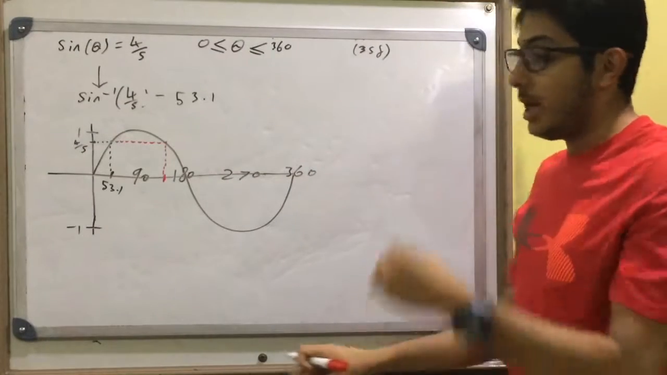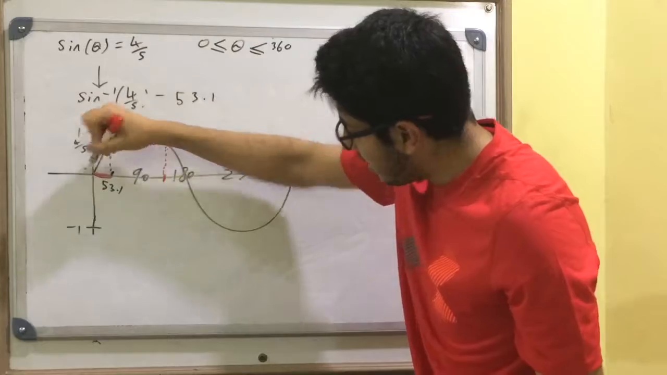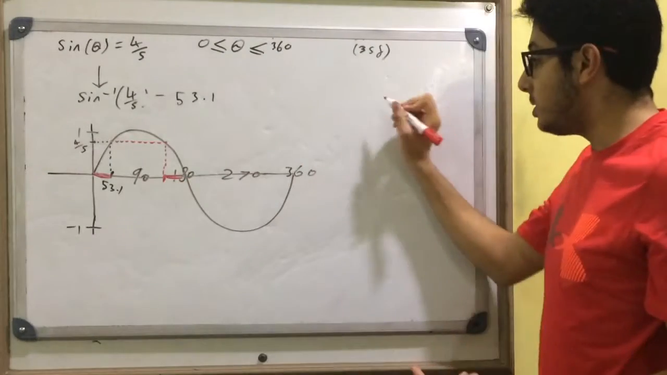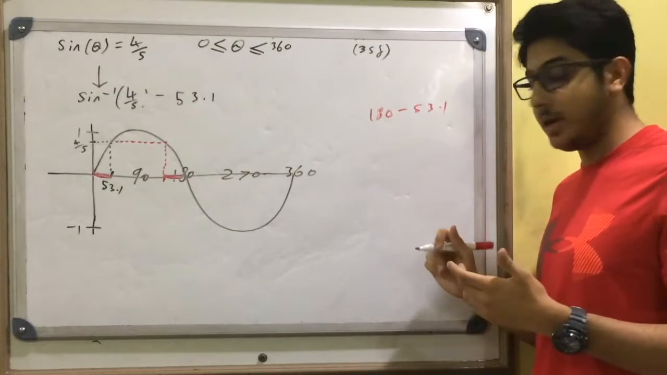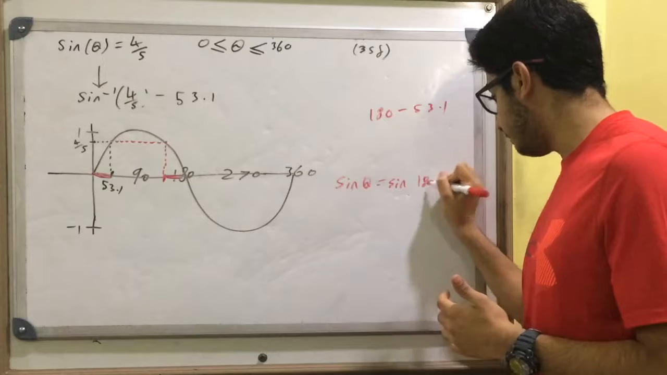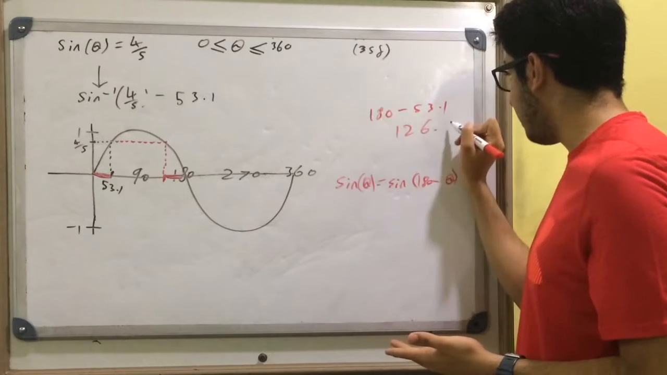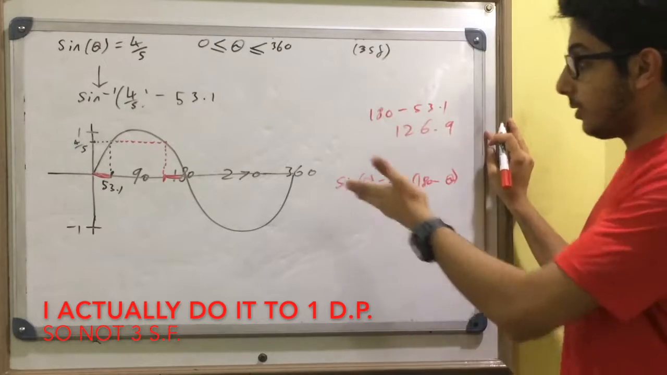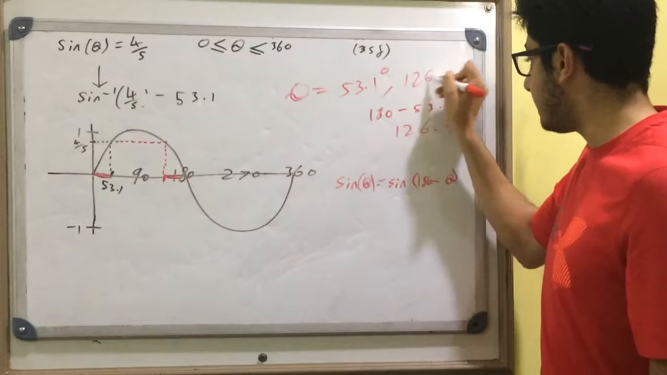We know the graph is symmetrical. If you look at my videos on the trigonometric graphs, I explain all that. So the distance here is exactly the same as the distance here. So to find this other solution, we just do 180 minus 53.1. And that's where the identity sine theta is equal to sine 180 minus theta comes from. If you do that, that's going to give you 126.9 to 3 significant figures. And that's your other solution. So you write theta is equal to 53.1 degrees and 126.9 degrees.